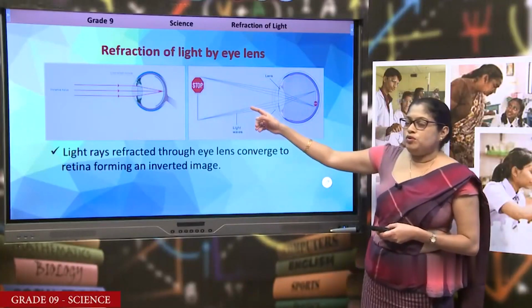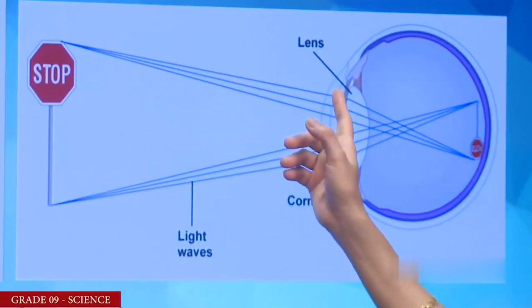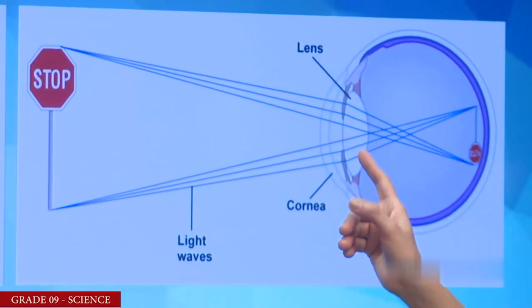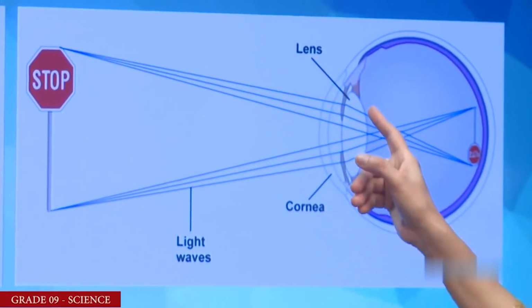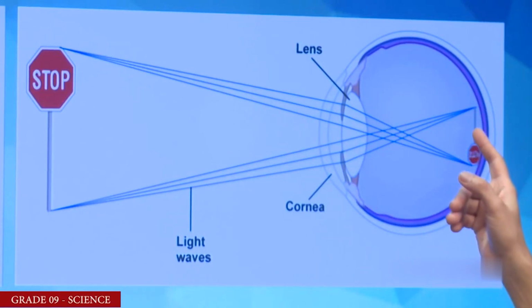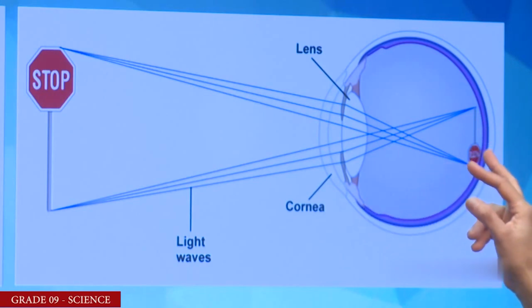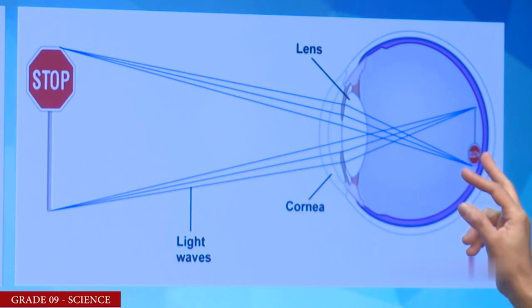This diagram shows a nearby object and light rays coming from the nearby object refracted from the eye lens and form the image on the retina here. You can see that the image is inverted, not upright.